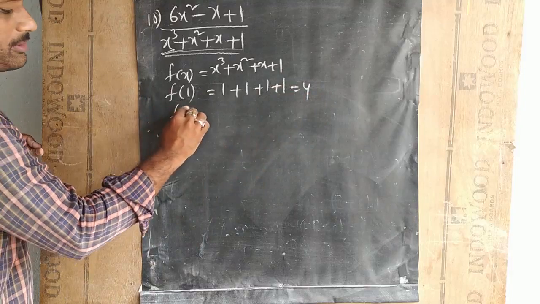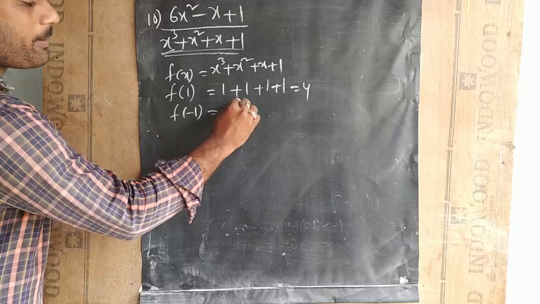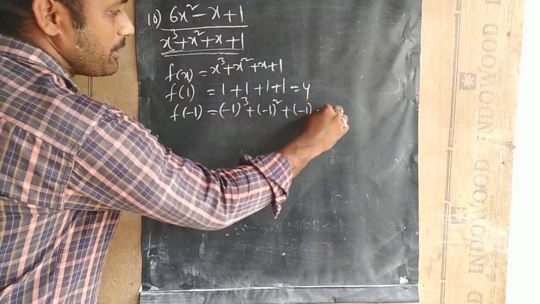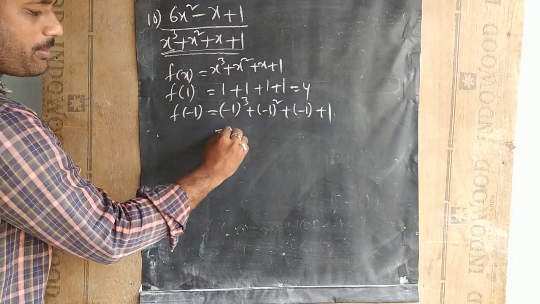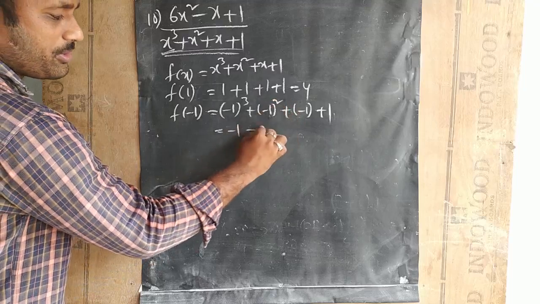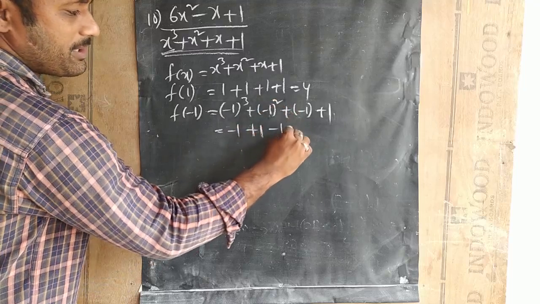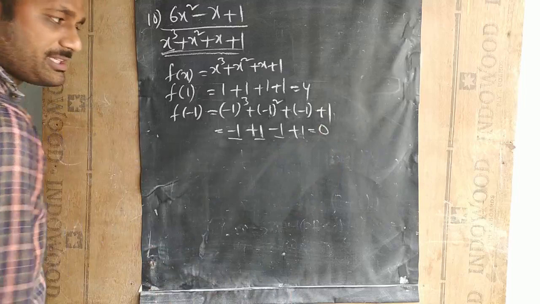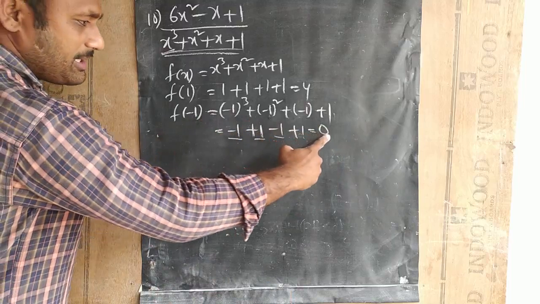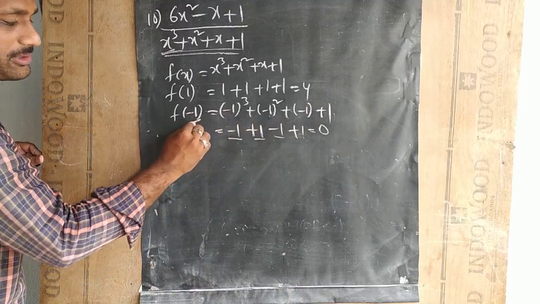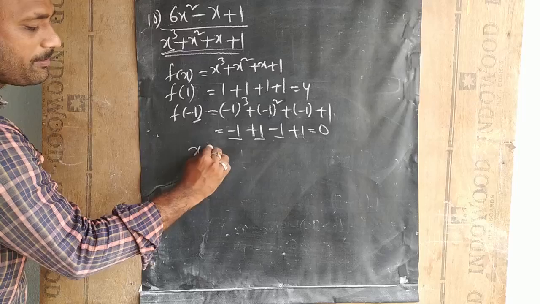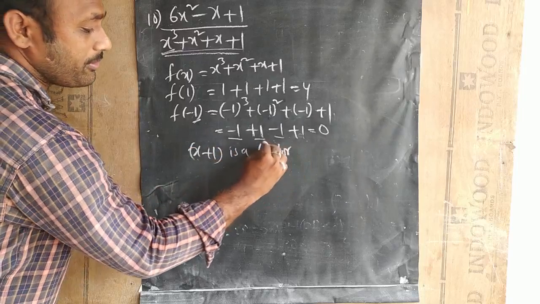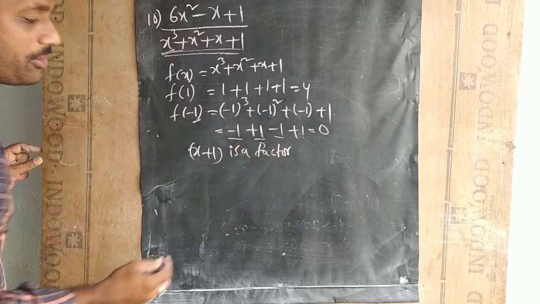We will not write that. So f of minus 1: minus 1 whole cube plus minus 1 whole square plus minus 1 plus 1. Minus 1 whole cube, the answer is minus 1. Minus 1 whole square is plus 1. Plus into minus, minus 1. Plus 1. Minus 1 plus 1, 0. Minus 1 plus 1, 0. I am getting the answer as 0. Since I am getting the answer as 0, I can call this a factor. If minus 1 is there, what does that mean? Therefore, x plus 1 is a factor.